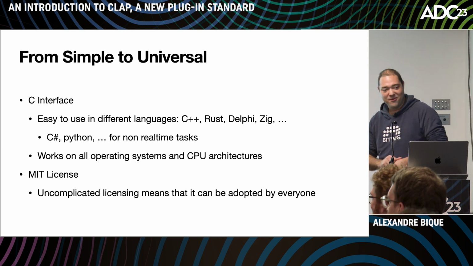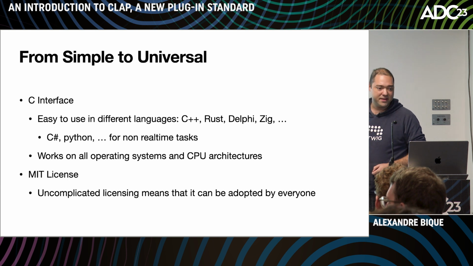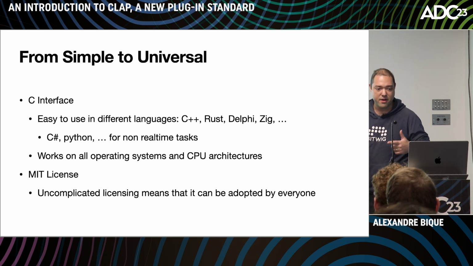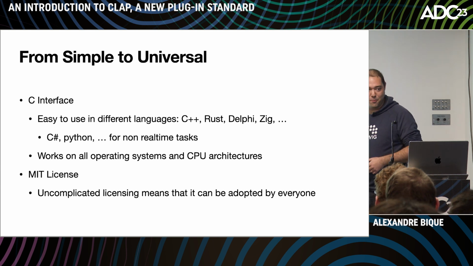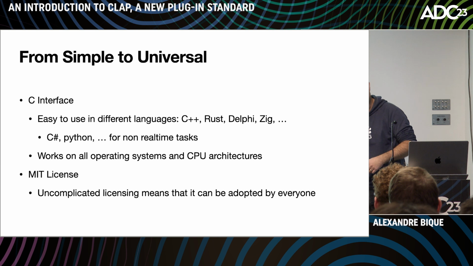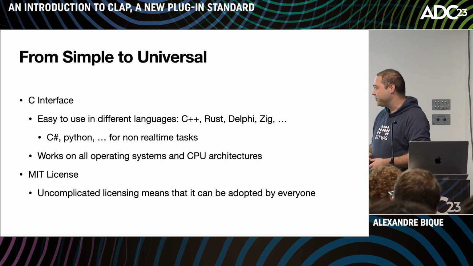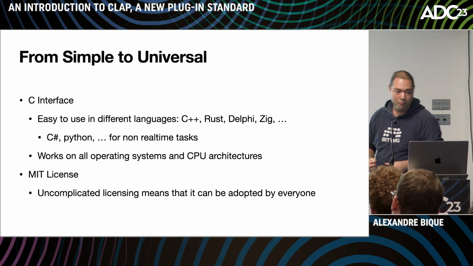So, from simple to universal. I think it's very important because CLAP is a C interface. It means that it's very easily used in other projects. Whatever language your project is using, be it C++, Rust, Delphi, or Zig, it will work for you. But even if you are doing a background job for offline rendering, where you want to clean up some sounds before publishing them, or you want to do a research project or AI something, you can also bind it to C#, Python, or anything for those tasks. It will work as well.